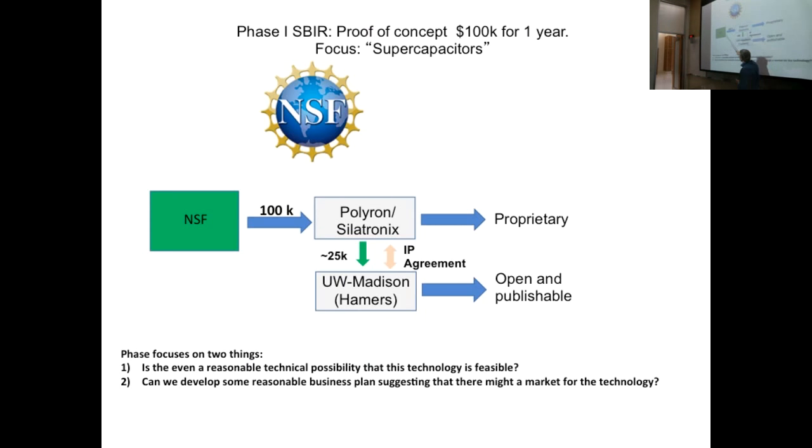So we started by founding this company back in 2006. We originally called it Polyron. There were some complications that I won't go into. I came up with the name Silotronics for silicon, silanes, or silicon-containing compounds, and electronics, so silanes for electronic applications. And in these SBIR grants, most of the money goes to the company, but some of it can come back to the university. So as a faculty member, you're allowed to wear two hats.